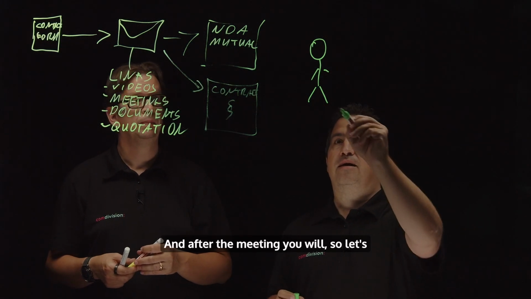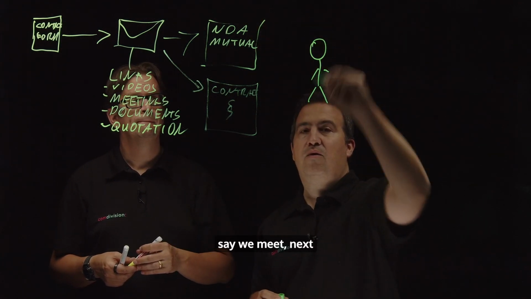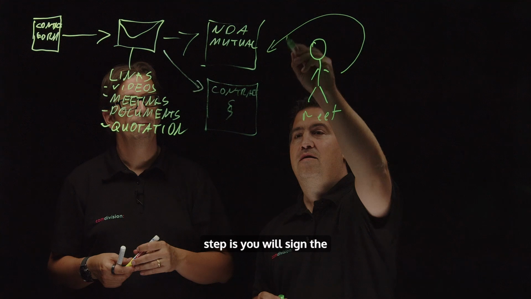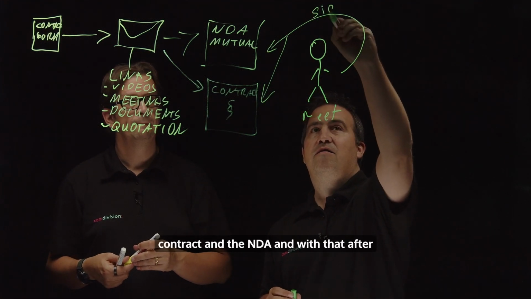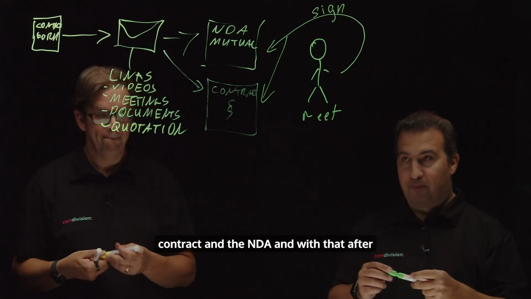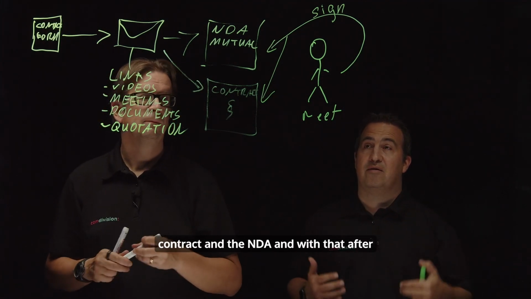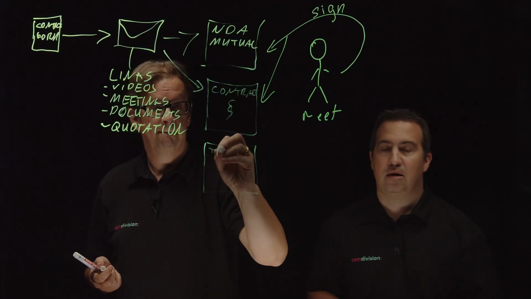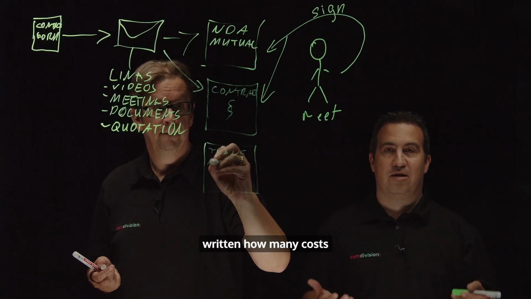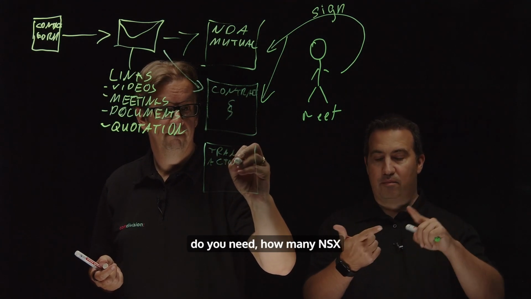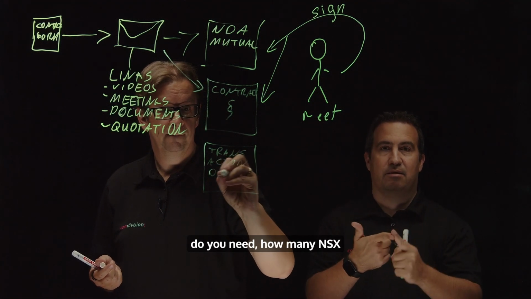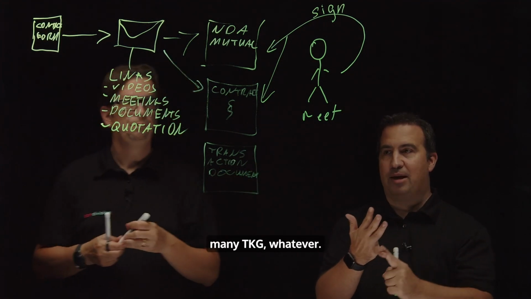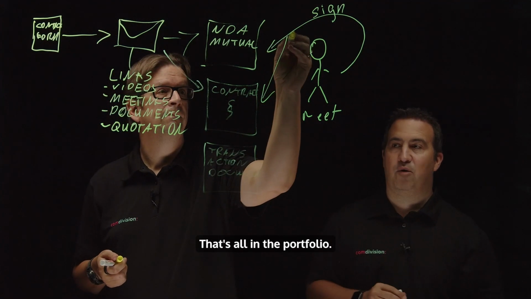And after the meeting, so let's say we meet, the next step is you will sign the contract and the NDA. And after you have finished that, you will receive a transaction document from us. In the transaction document, there is written how many cores you need, how many NSX licenses you need, how many additional vSAN licenses you need, how many ALB, how many TKG, whatever. That's all in the portfolio.